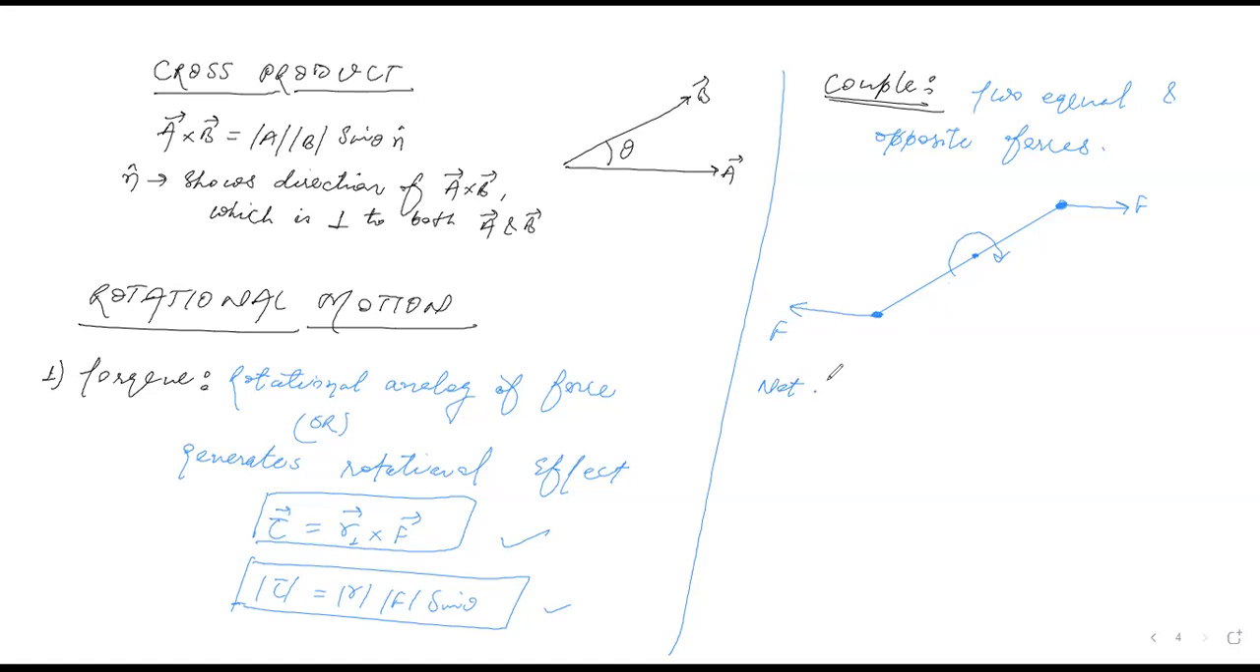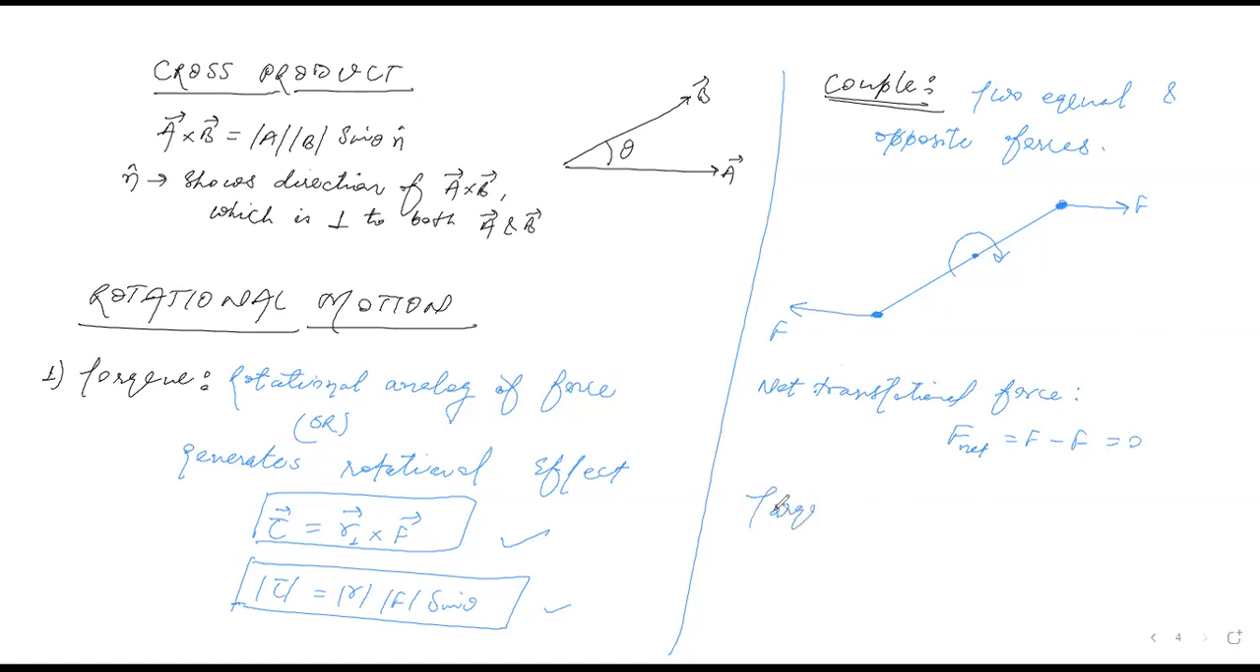And the net translational force. What is the net translational force? Translation is moving from one position to another. So the net translational force for the couple will be 0. I mean, F net will be 0: F minus F, because both are acting in opposite directions, so F minus F is equal to 0.